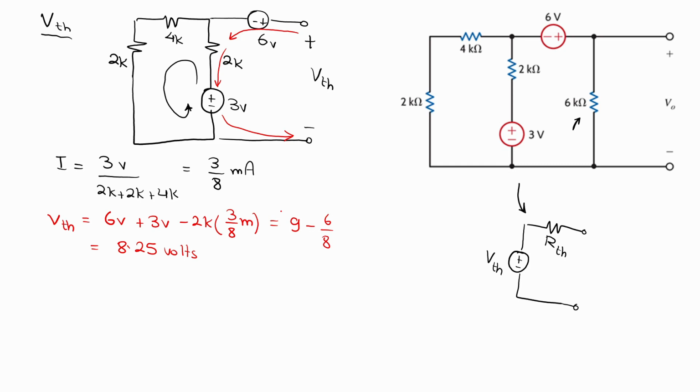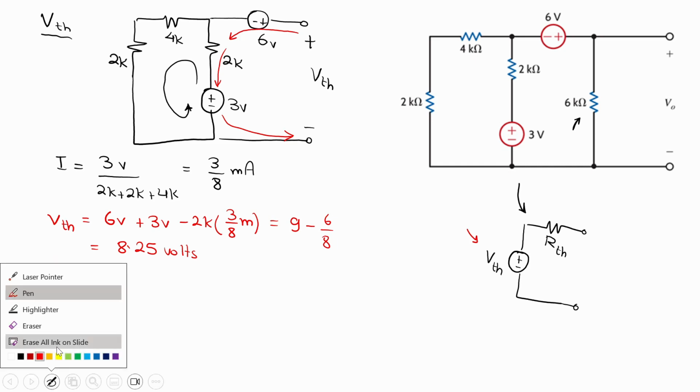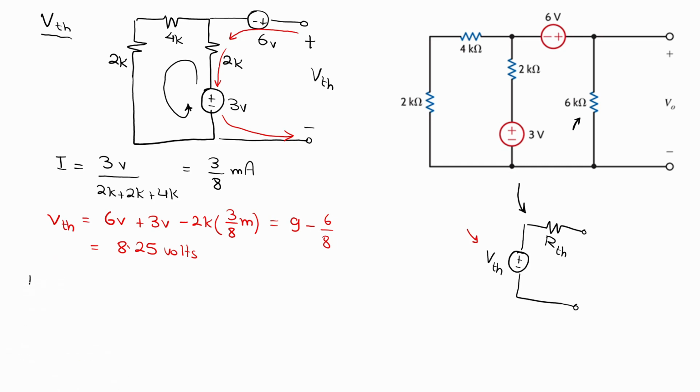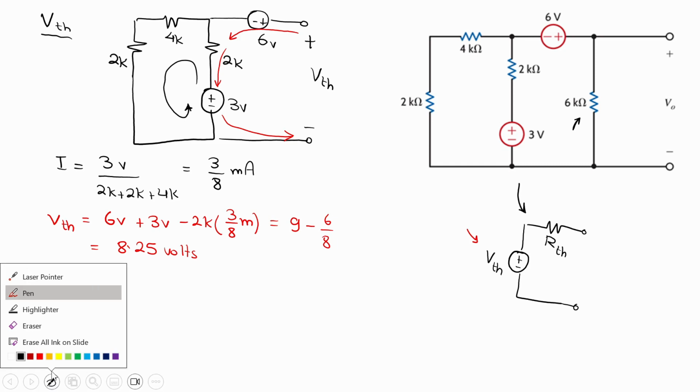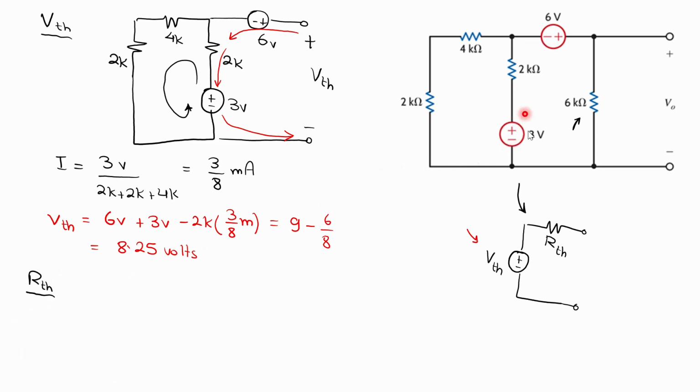The first step, we have already got this source. Now the next step is to get R Thevenin. So R Thevenin is the resistance seen by the load when all the independent sources are switched off. So in the original circuit, here we have two independent sources, the 3 volts battery and the 6 volts battery. So we will turn off both of them, and we do this by short circuit.